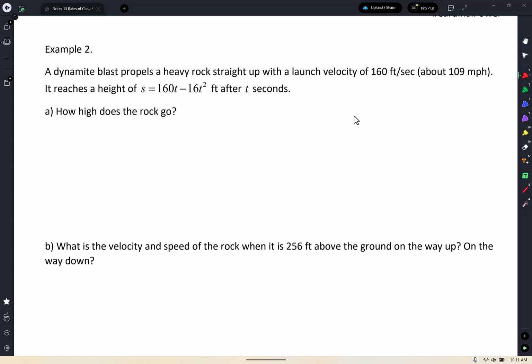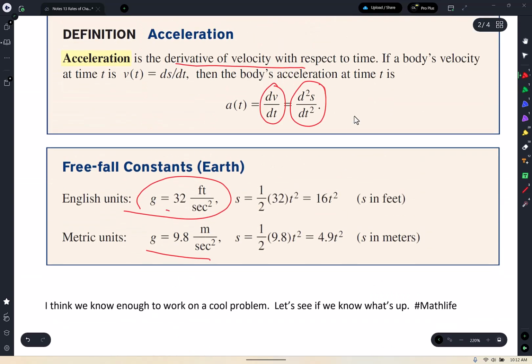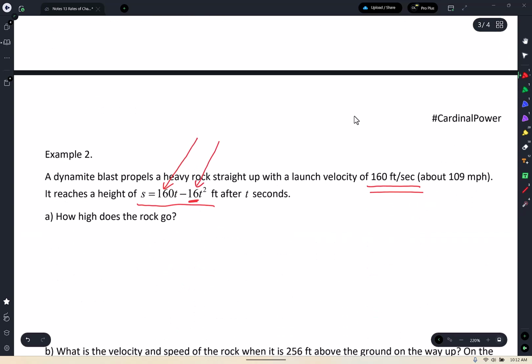So check it out. Now you can do questions like this. A dynamite blast propels a heavy rock straight up with a launch velocity of 160 feet per second. That's your initial velocity. It reaches a height of this. That 160 feet per second, that's that 160, velocity initial times time. Where did that 16 come from? Half of 32. The acceleration due to gravity is 32 feet per second squared, and half of 32 is 16. So these equations come from somewhere, guys. I don't want you to think that they just came from nowhere.